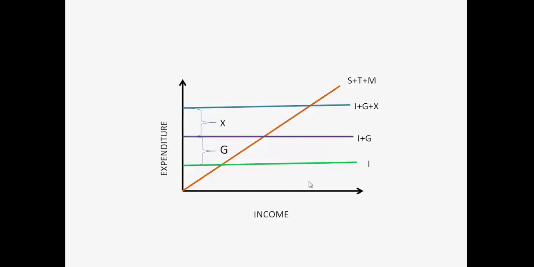So the last curve, which is equal to investments plus government expenditures plus exports, is our total expenditure curve. Now you can see here that the total expenditure curve cuts the total income curve at this particular point. This is the point of equilibrium where total income is equal to total expenditure, and here our national income has been derived. So this is how we derive the national income under the saving investment approach.